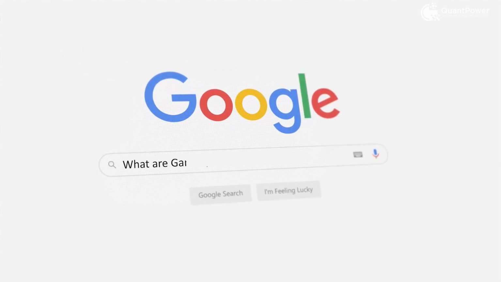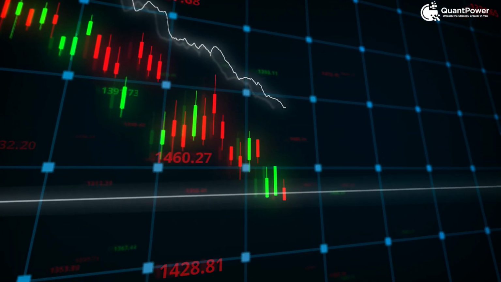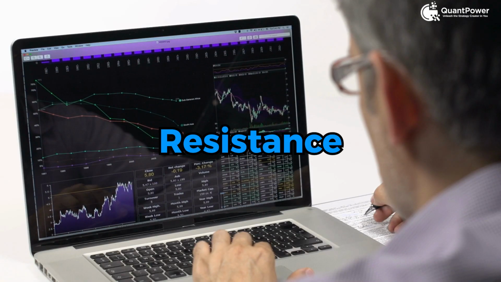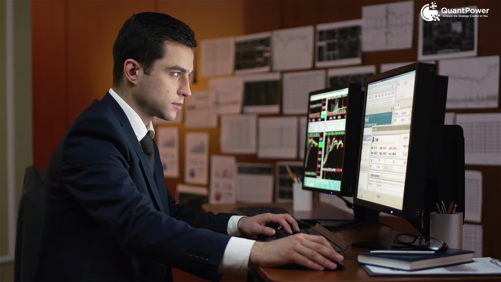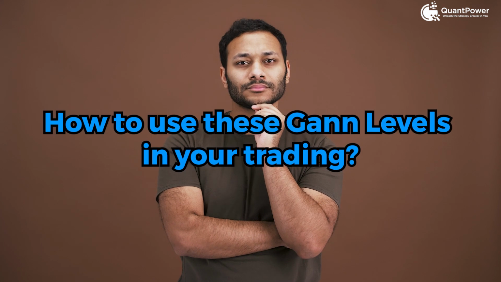So, what are Gann levels? They are a form of technical analysis that help traders identify potential support and resistance levels in the market. And the best part, they are based on the theories of the legendary trader W.D. Gann.